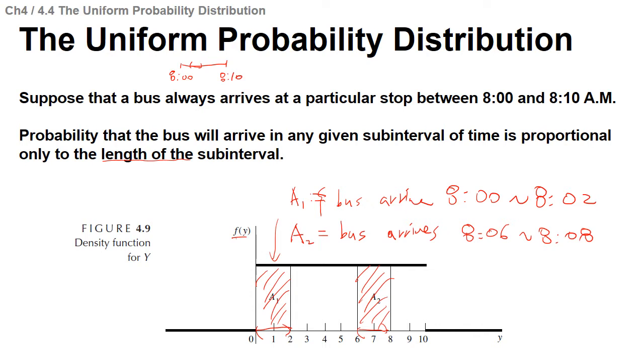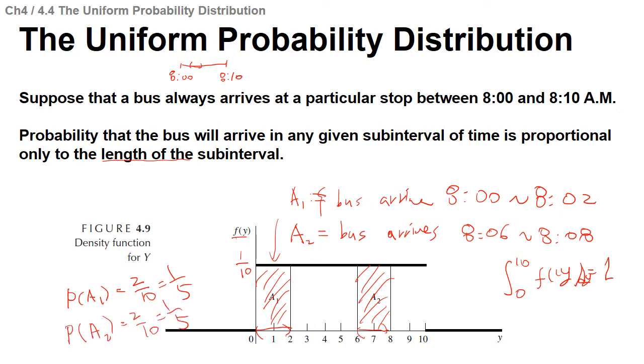So this is our density function f(y), and since it is a probability density function, the integration from 0 to 10 of f(y) dy should be 1. The area should be 1, so the height is 1 over 10. The probability of A1 is 2 over 10, which is 1 over 5, and the probability of A2 is again 2 over 10, which is 1 over 5. This is a simple example of a random variable that follows a uniform probability distribution.